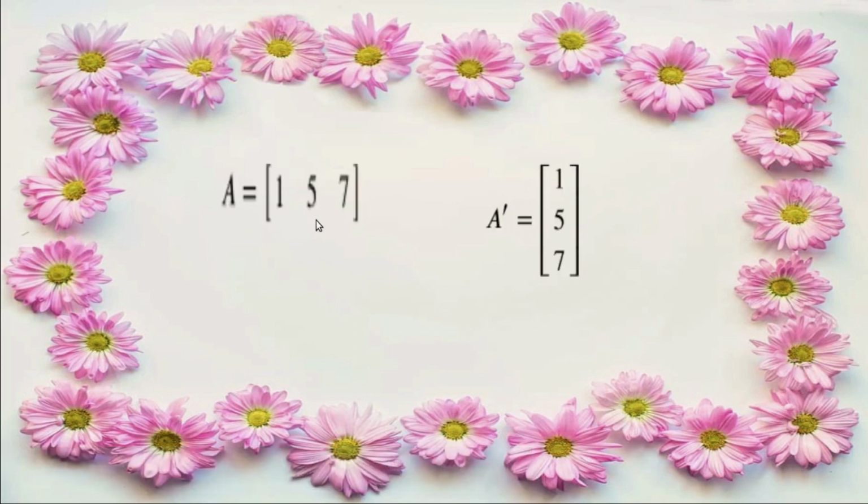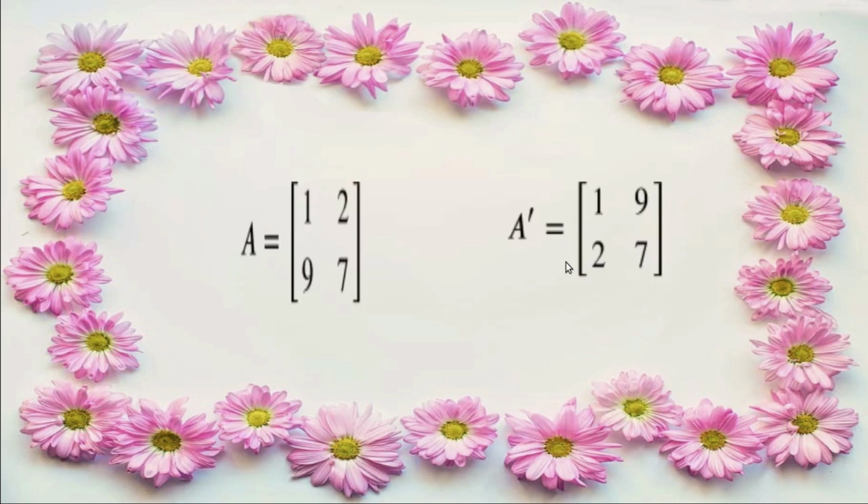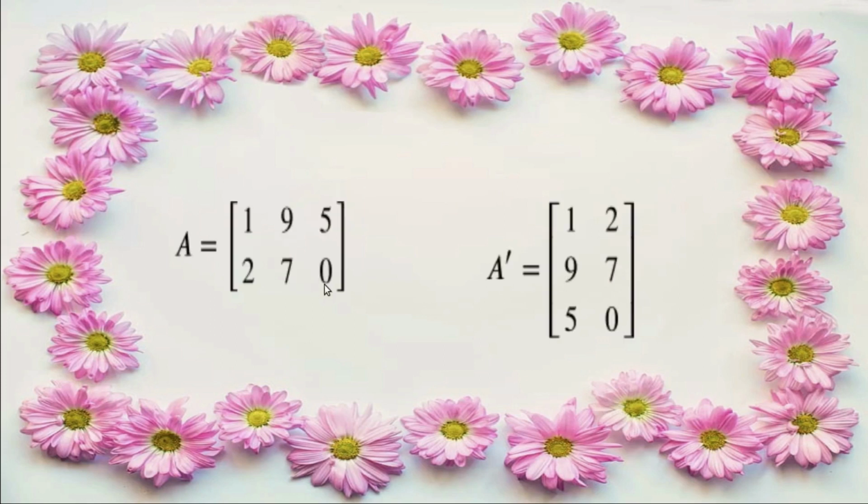If A equal to matrix 1, 5, 7, then A transpose is column matrix 1, 5, 7. If A is a 2 by 2 matrix, first row 1, 2, second row 9, 7, then A transpose is matrix 1, 9, 2, 7. Write first row as first column, then second row becomes second column. A equal to matrix 1, 9, 5, 2, 7, 0. Then A transpose is first column 1, 9, 5, second column 2, 7, 0.